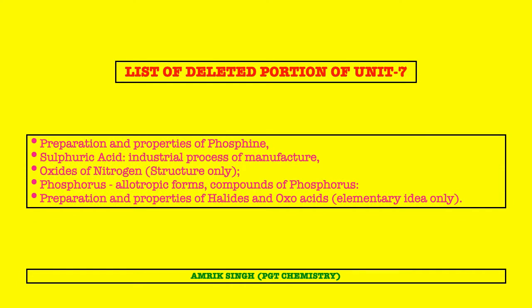Today we are going to discuss unit number 7, P block elements. The deleted items of this unit are preparation and properties of phosphine, sulfuric acid, industrial process of manufacture, oxides of nitrogen, their structure as well, phosphorus allotropic forms, compounds of phosphorus are also deleted, preparation and properties of halides and oxoacids of phosphorus, it is also deleted.